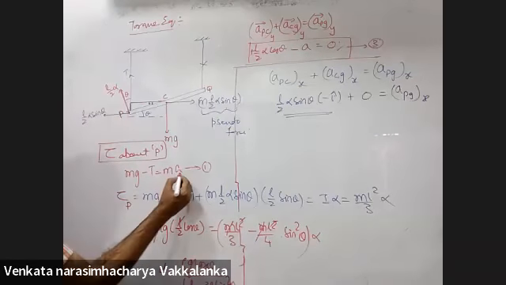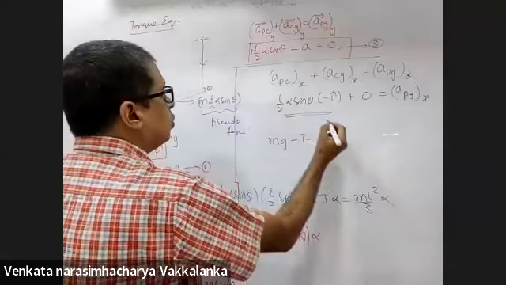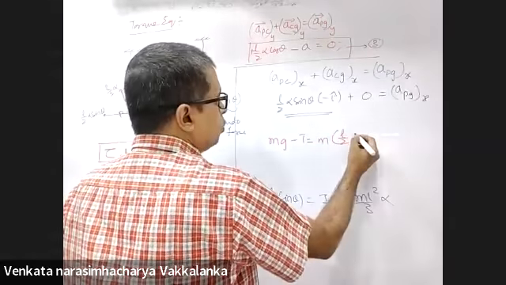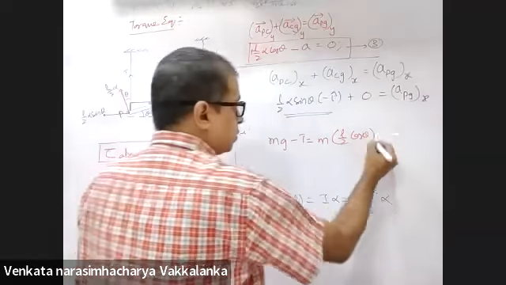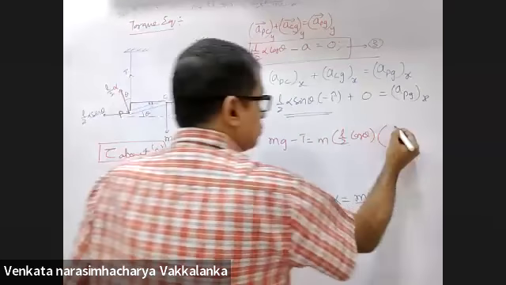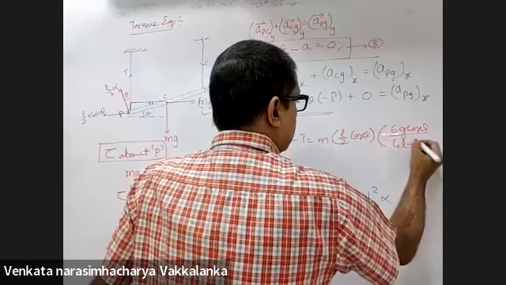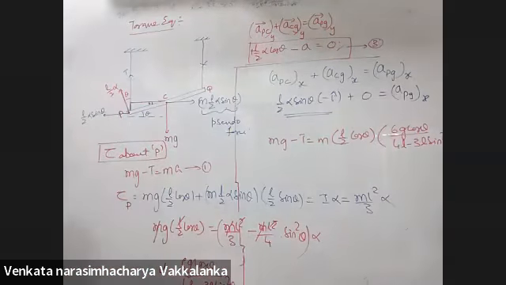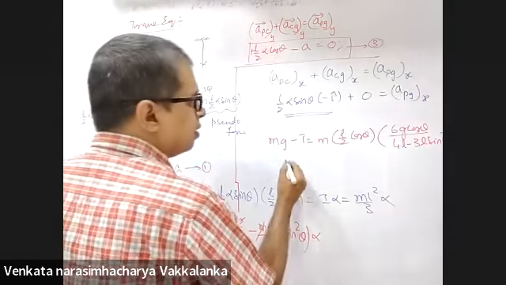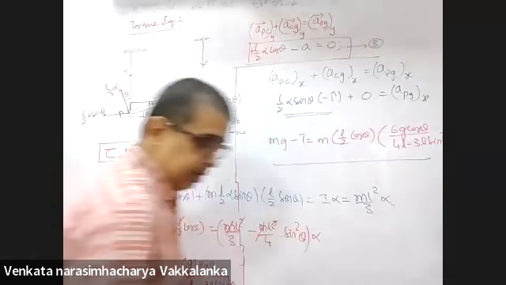This alpha I'll have to substitute here: mg minus T is m into a, which is L by 2 cos theta into alpha. Alpha is 6g cos theta by 4L minus 3L sin square theta. Is that correct? Yes, sir. Is this giving us the answer? Yes, sir, we are getting the same answer.